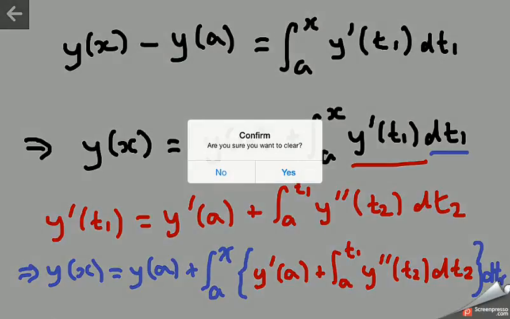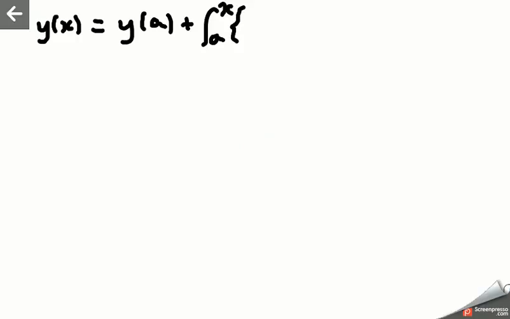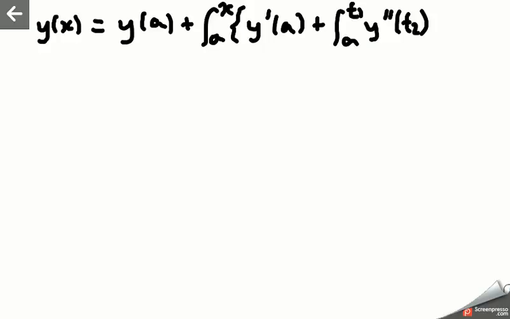Let me write that out again at the top of the next page to give some room. So what we have is y of x is equal to y of a plus the integral from a to x of y prime of a plus the integral from a to T1 of y prime prime of T2 dt2 dt1, the whole thing dt1. So the whole thing in the curly brackets is integrated with respect to T1. Well, because integration is linear, we can expand this out.